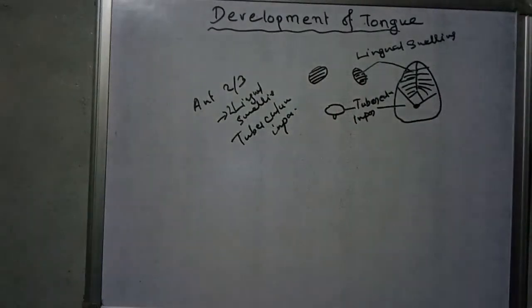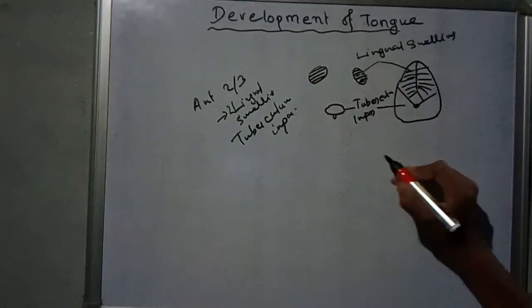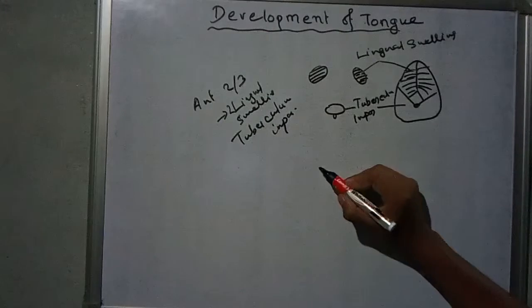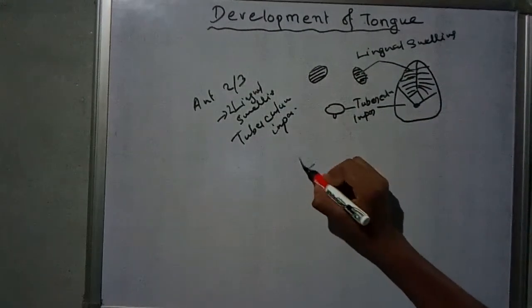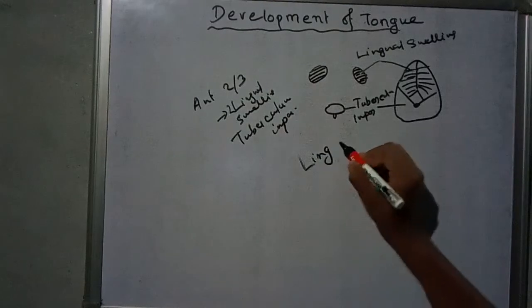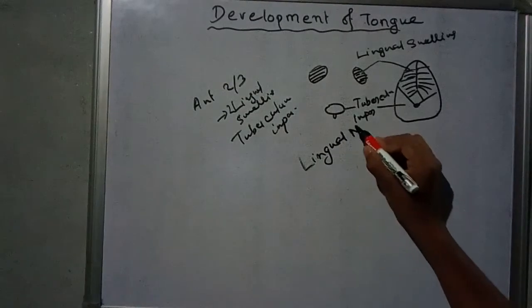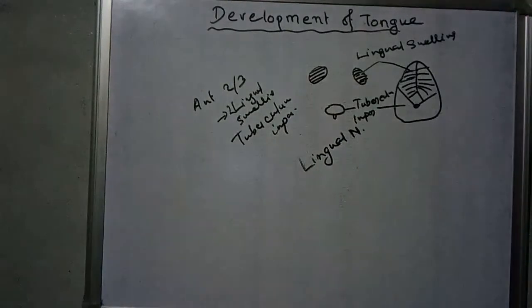So from the first branchial arch, therefore this area is supplied by the lingual nerve, which is a branch of the mandibular nerve, and the chorda tympani.